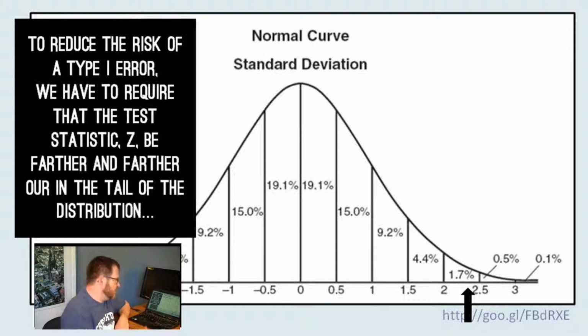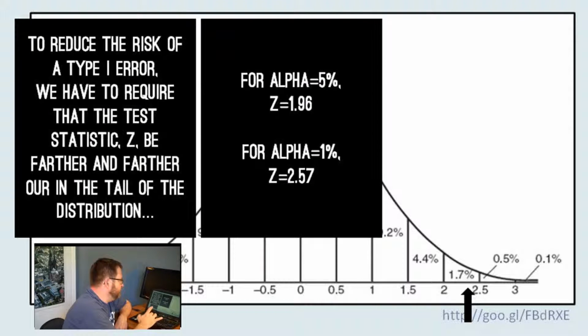there's a really simple way to do it. Just set alpha smaller and smaller, so there's a smaller and smaller chance that you are making a type 1 error. That will result in a value of z that has to be farther out the axis. For example, if you want to use a value of alpha of 5%, if you're willing to accept a 5% risk of making a type 1 error, you only need to have z as big as 1.96.